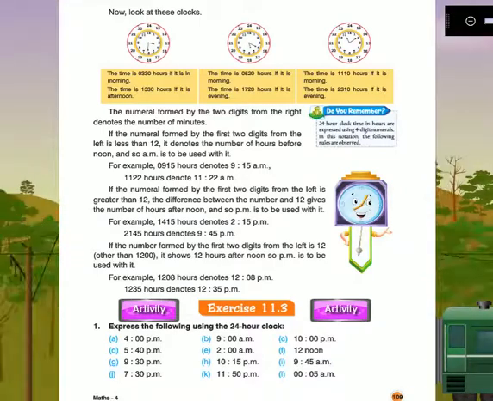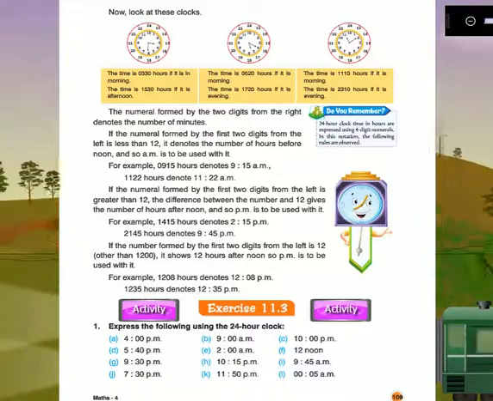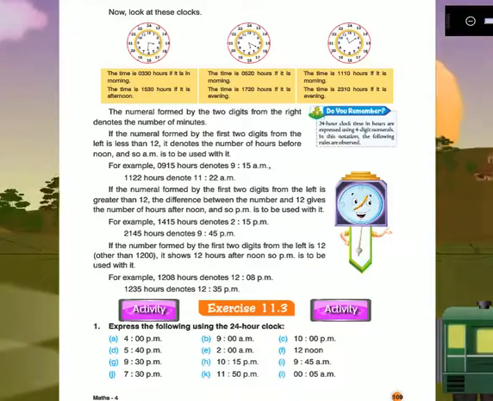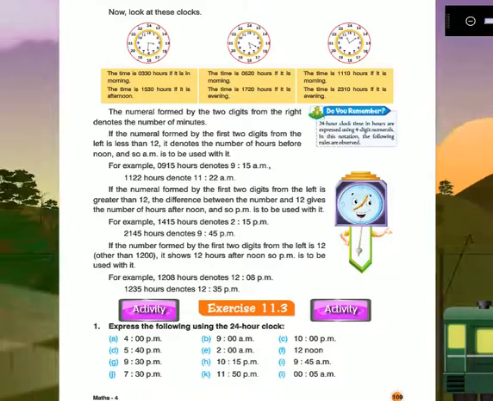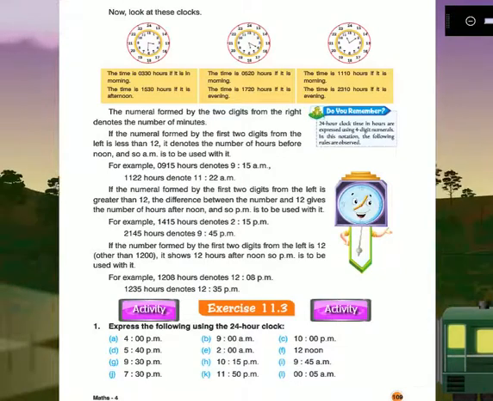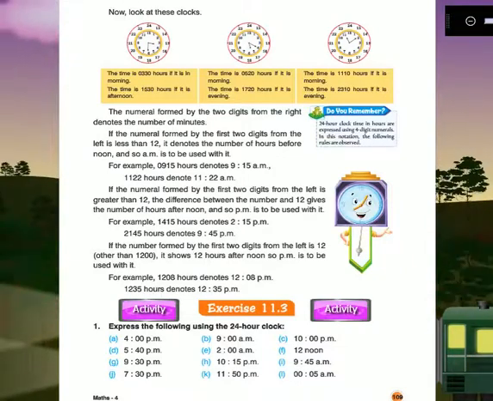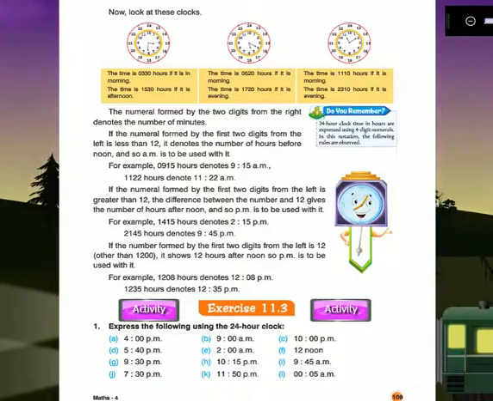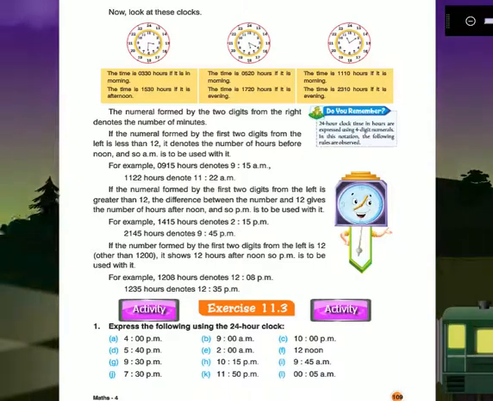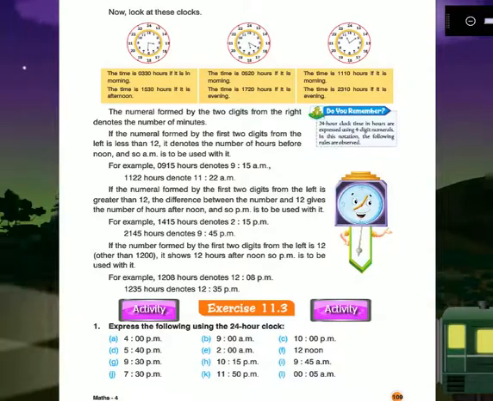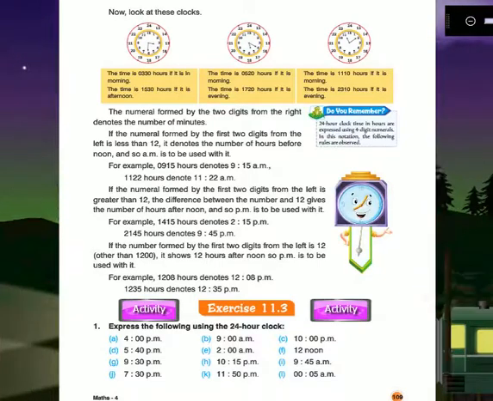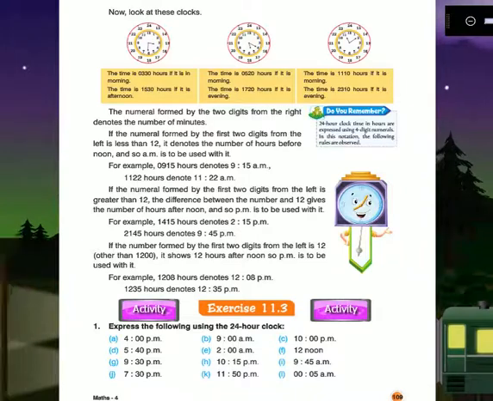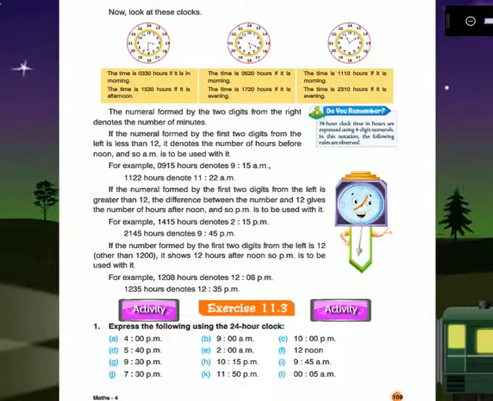If the numeral formed by the first 2 digits from the left is greater than 12, the difference between the number and 12 gives the number of hours after noon, and so PM is to be used with it. For example, 14:15 hours denotes 2:15 p.m. 21:45 hours denotes 9:45 p.m.